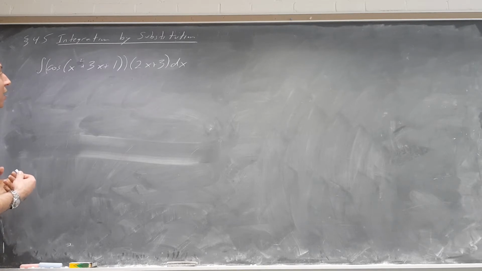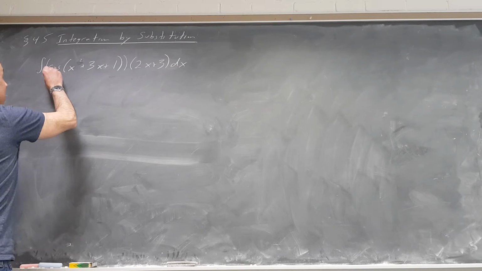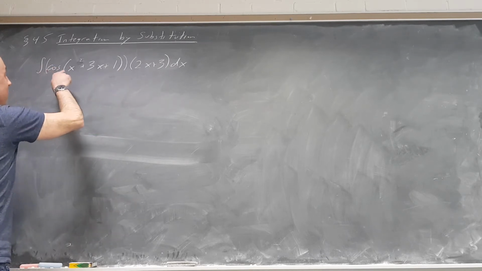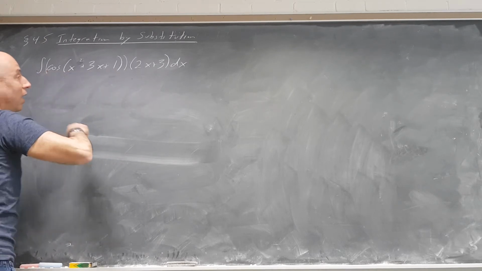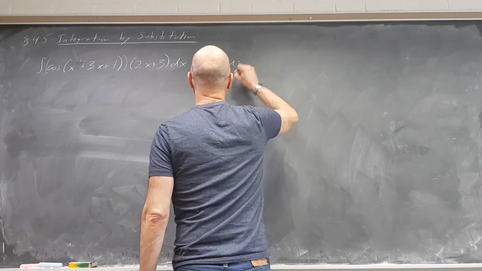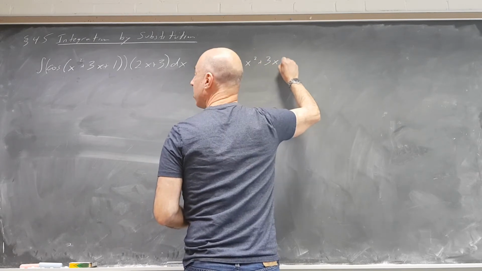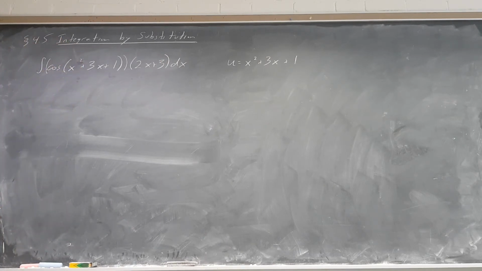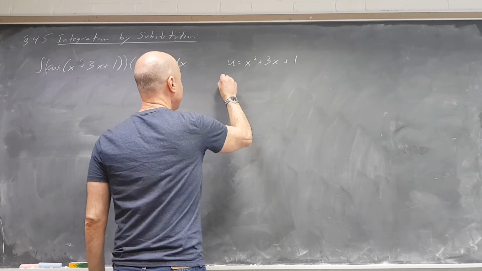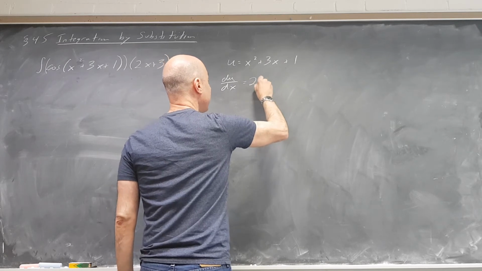I want to do this again, looking at it in a slightly different manner, but essentially doing exactly the same thing. So let's take this first factor right here. You can see that it's assembled via composition. We have an inside part and an outside part. I want to set u to be the inside part of the composition: x squared plus 3x plus 1. Now I want to go ahead and take the derivative with respect to x. du/dx, this will be easy, 2x plus 3.